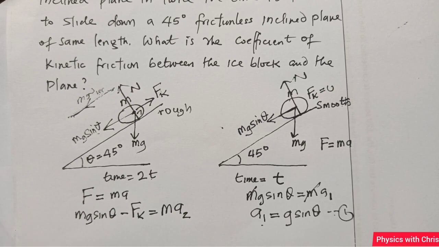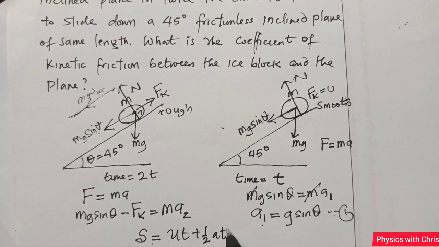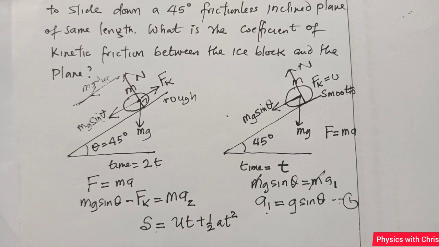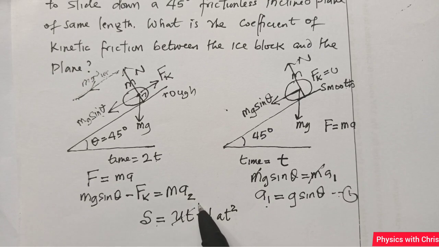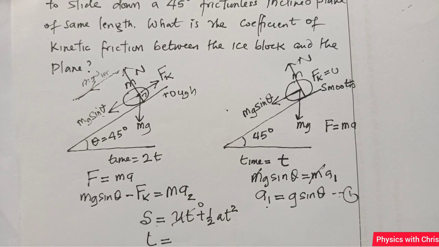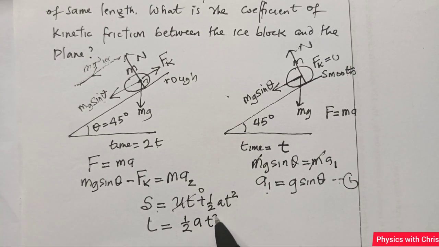And for one of the equations of motion, I have that the distance traveled, which is the length of the plane, equals ut plus half at squared. Okay, I'm going to employ this equation too to get the job done. Since the block starts sliding from rest, this term is 0. So the length of the block, which is the distance s, is given as half a t squared.